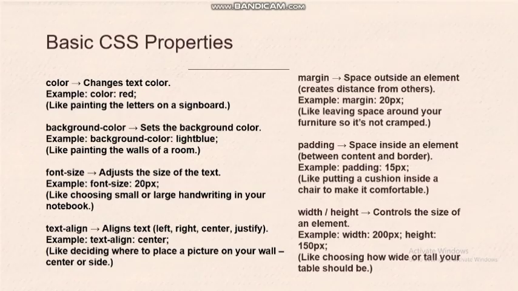Then the last basic CSS property we should know is width/height. This controls the size of an element, whether you want it to be tall, you want it to be long, you want it to be shorter. For example, you can use a width of 300px or a height of 150px. It's like choosing how wide or tall your table should be. This determines the height, it determines the breadth. Just like the length and the breadth of every element is the width/height in CSS properties.